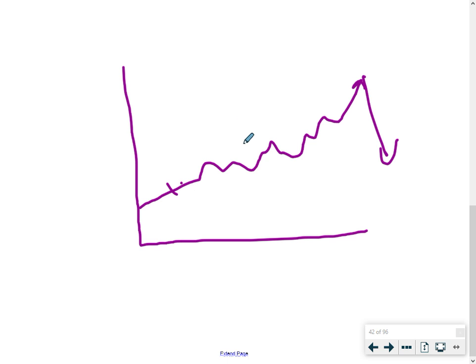Because really, what is this graph probably referring to? I didn't put axis labels on it, by the way. What would you probably put on this axis over here? Probably how much money the stock is worth. And on this axis, probably time, right? So, unless the stock craters, it looks like this is a graph that's trending in a positive direction.